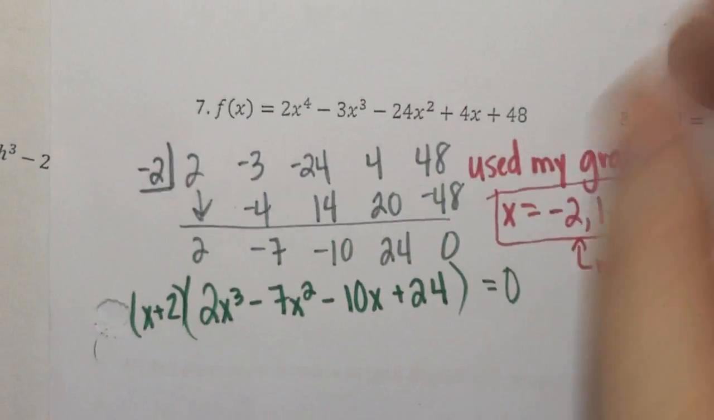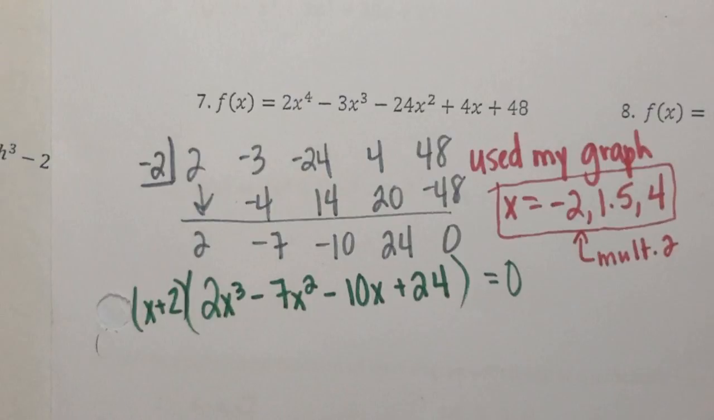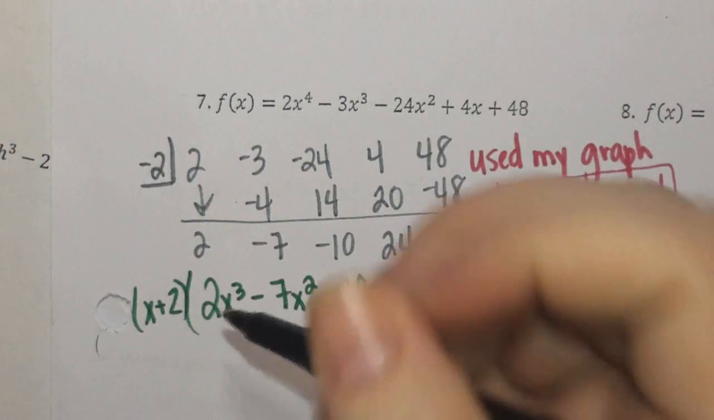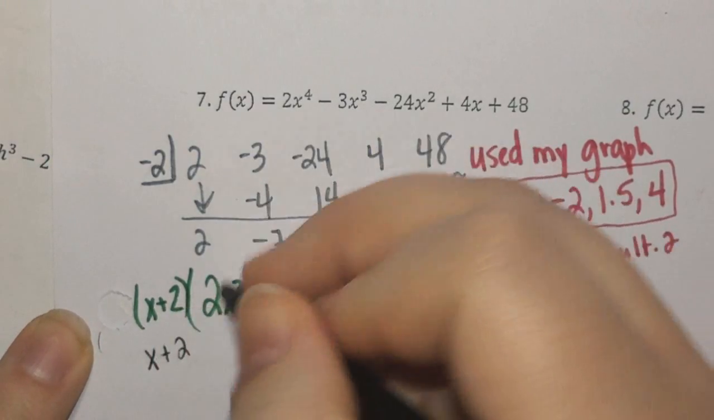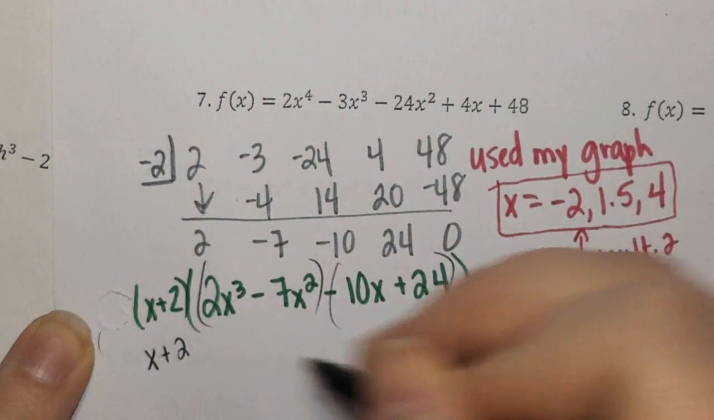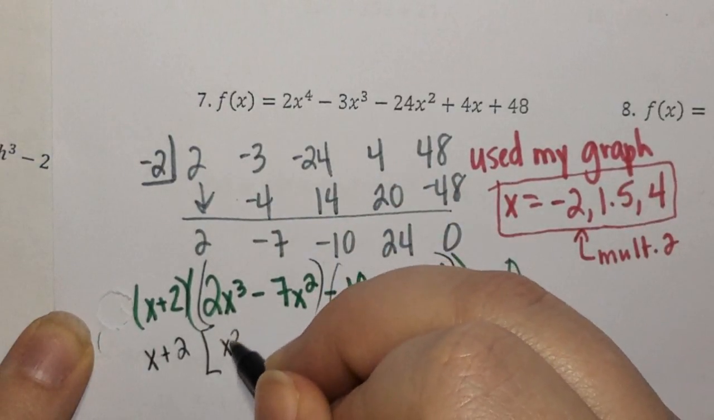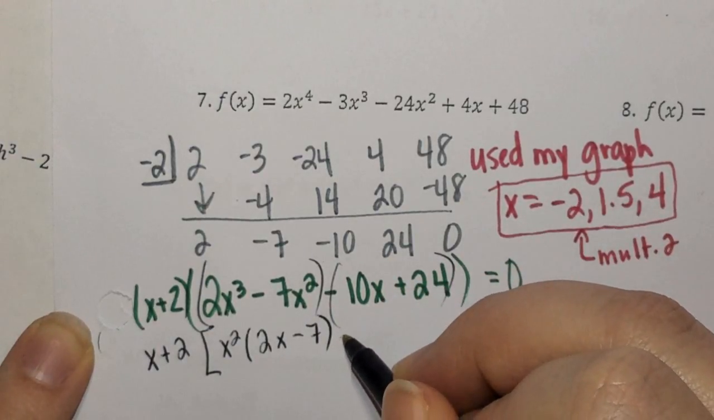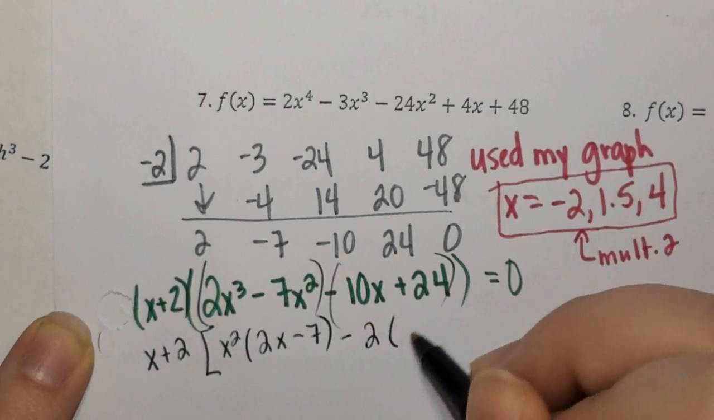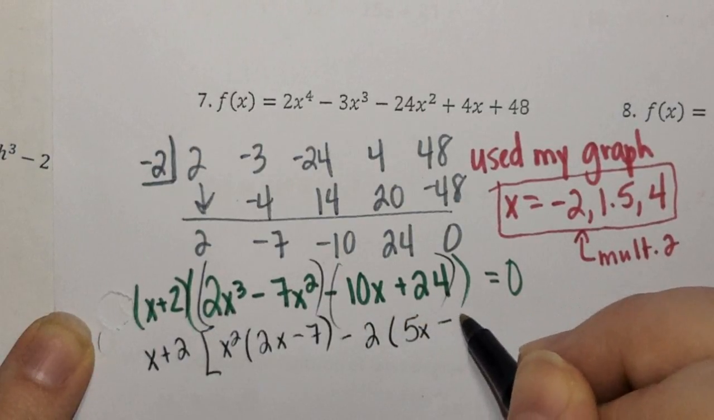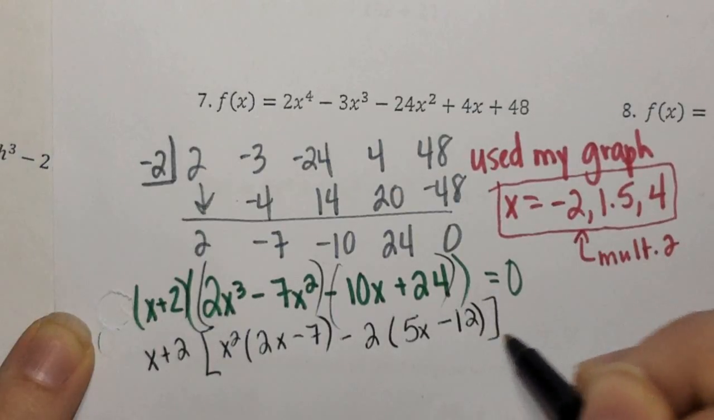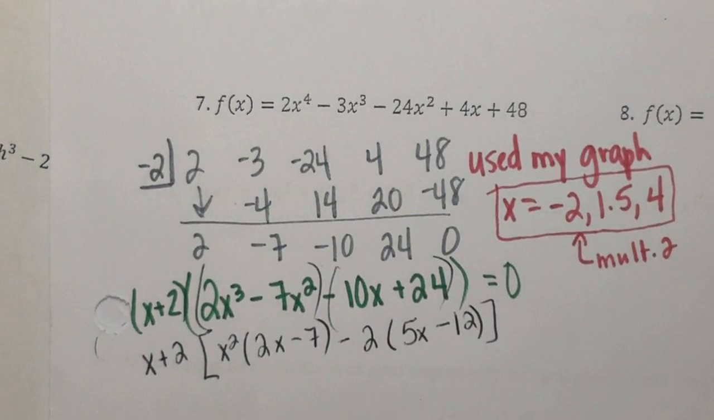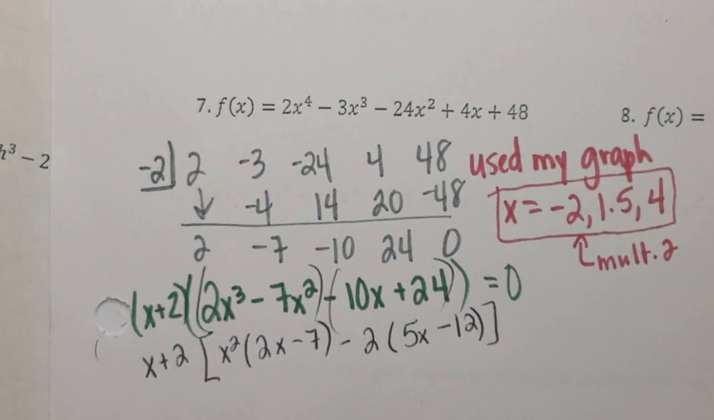And what do you think we should do from here? You would think so, wouldn't you? And I tried grouping, and guess what happened? It failed. Which is okay. I mean, that's life. So I tried grouping. I said 1 group, 2 groups. So I pulled out an x squared. I was left with 2x minus 7. I pulled out a negative 2, and I was left with 5x minus 12. And then I was sad because my things did not match. So I really didn't group.